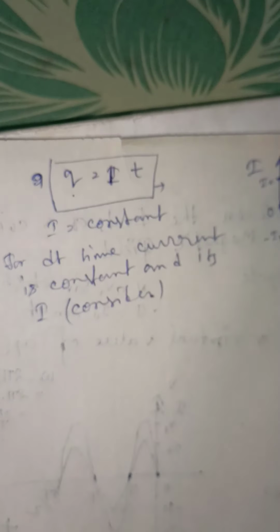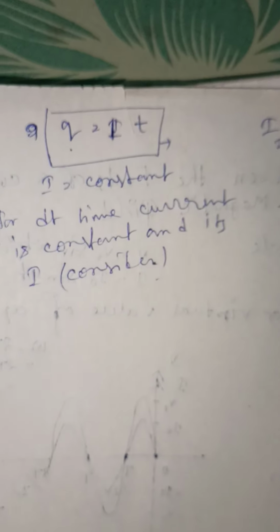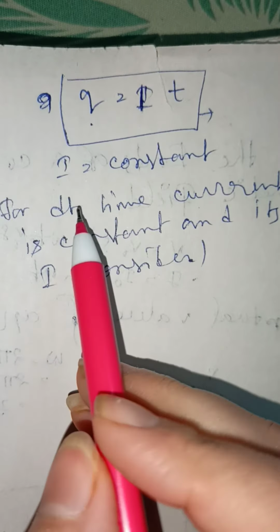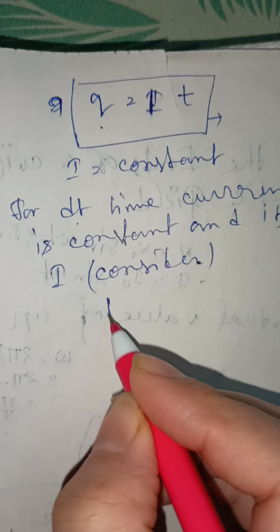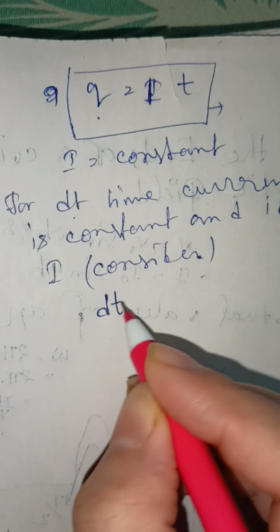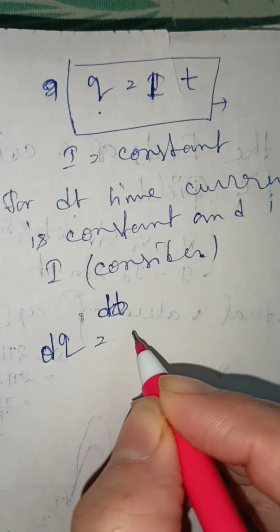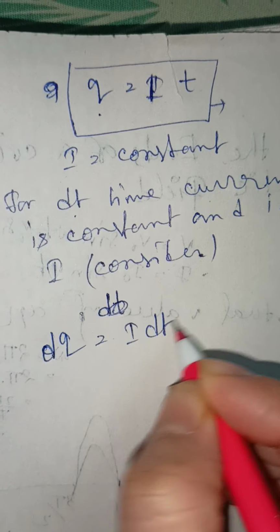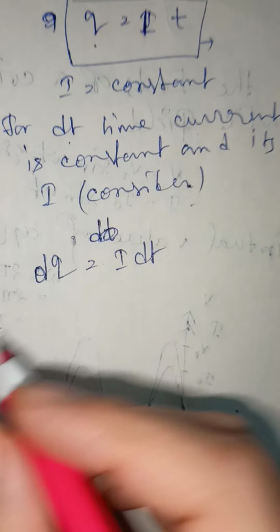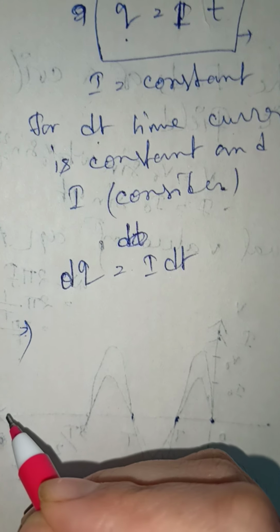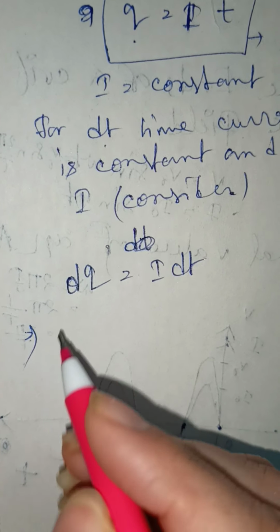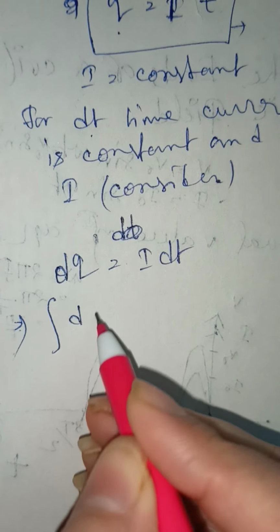Consider that charge flows for dt duration; suppose that charge is dq. So dq equals I into dt, right? Now we have to find the total current, so we have to integrate both sides.